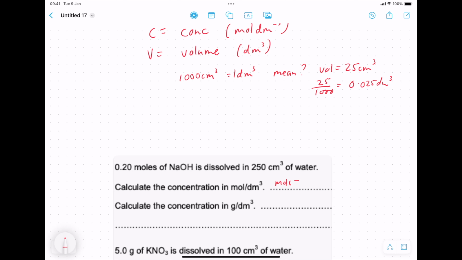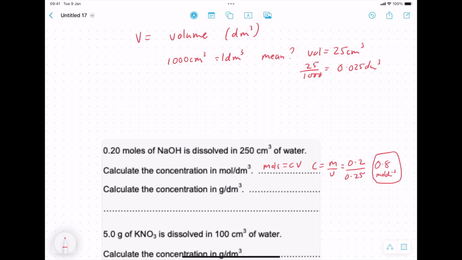Moles is equal to C times V. Rearranging, C equals moles over V. The moles is 0.2. The volume in decimeter cubed is 0.25. 0.2 divided by 0.25 gives us 0.8. Right, calculate the concentration in grams per dm cubed.